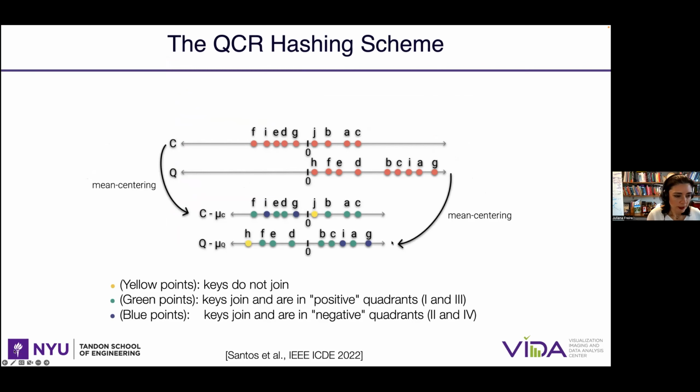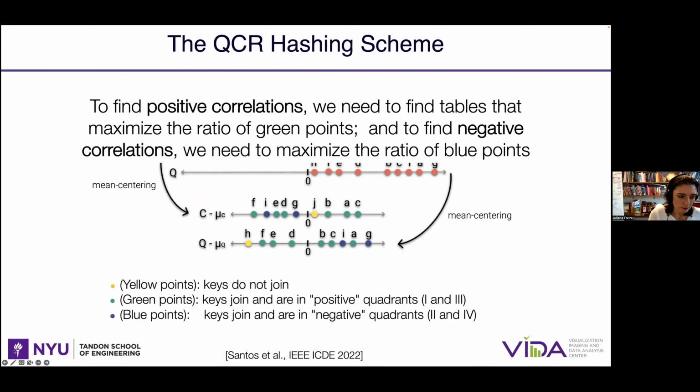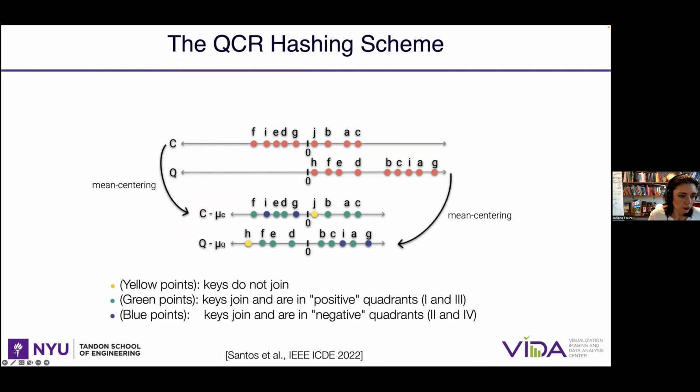Okay. Right. So once you have this data, first you mean center the points, right? So you compute the mean of the values and you mean center them. And then you can classify the points. You have points that do not join between the query table and the candidate table. And here the examples are J and H. There are no corresponding points in the other table.